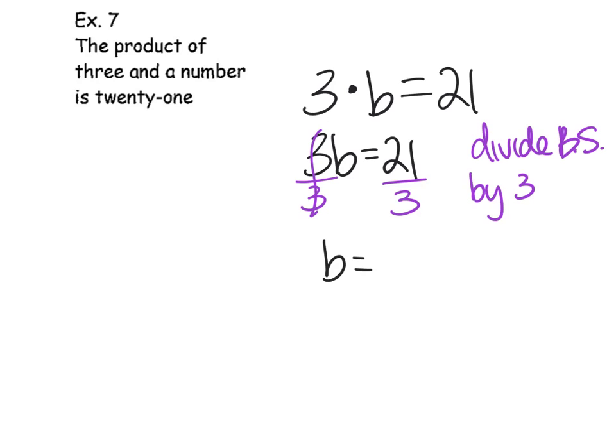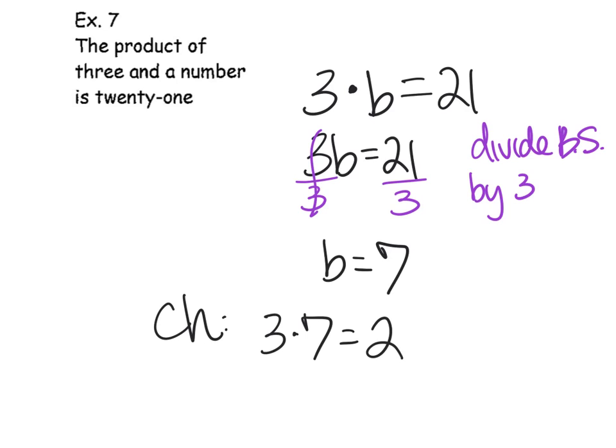B equals, how many times is 3 going to 21? 7. Awesome. And your check is 3 times 7 equals 21. Yes, it does.